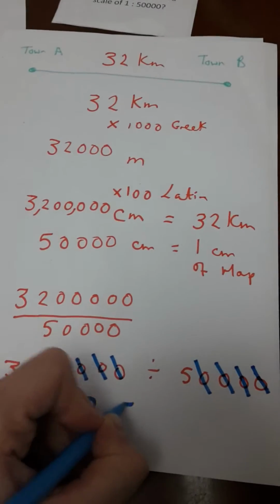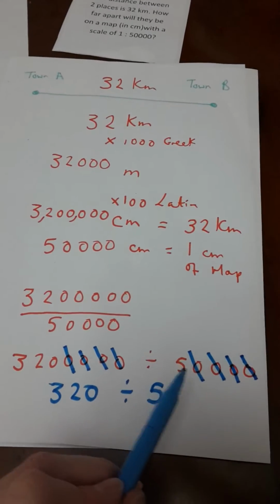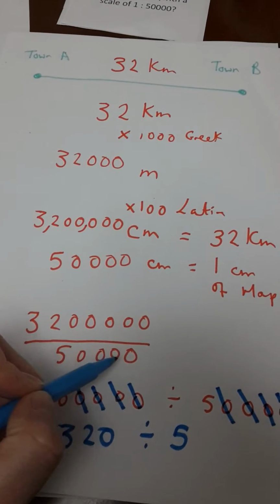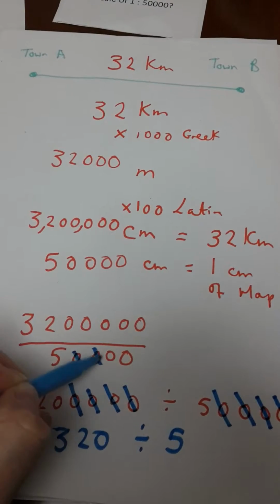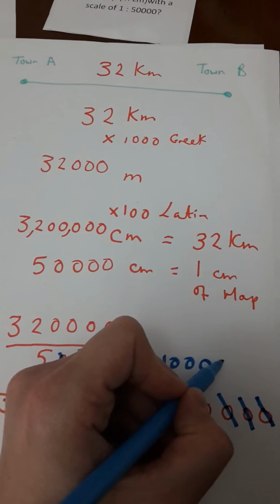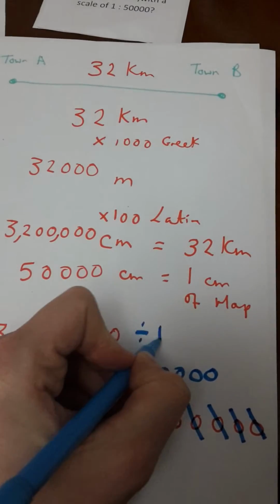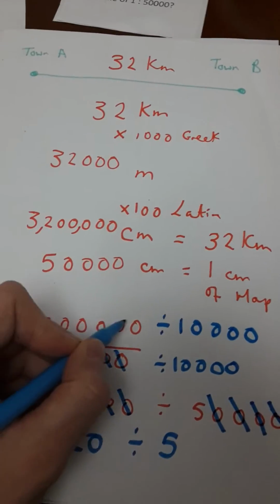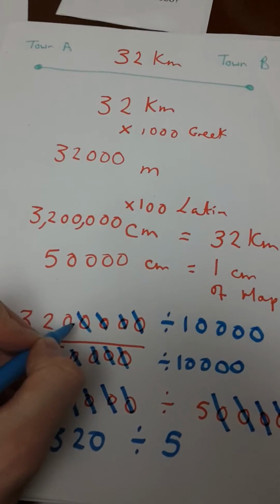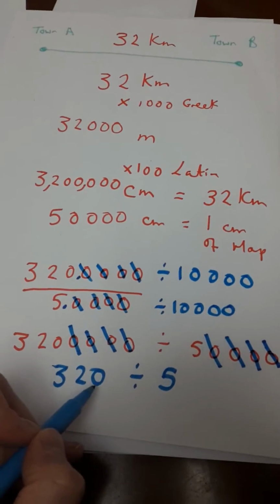So technically, 320 divided by 5 is exactly the same as 3,200,000 divided by 50,000. I'll show you again here. If I divide this number by 10,000, I end up with just 5. I have to make sure I treat the other number as well in the same way, so I'm going to divide by 10,000, so that's going to cancel out 4 zeros because 4 numbers are going to now be pulled to this side of the decimal. So I need to calculate 320 divided by 5.